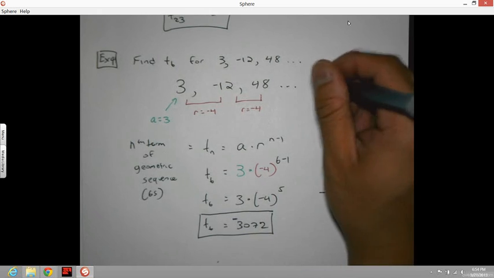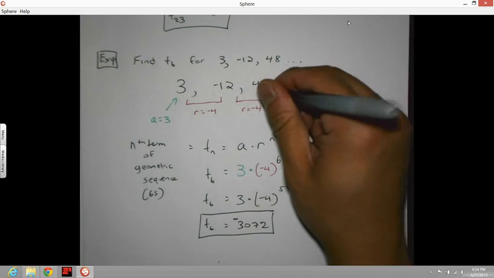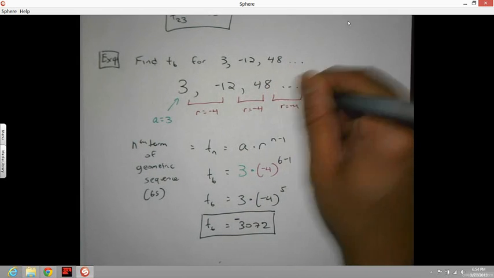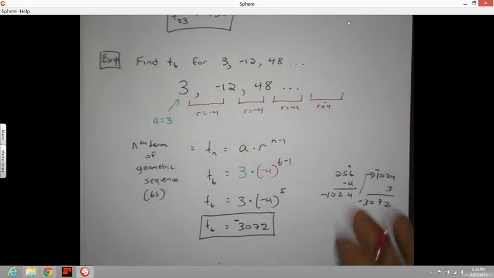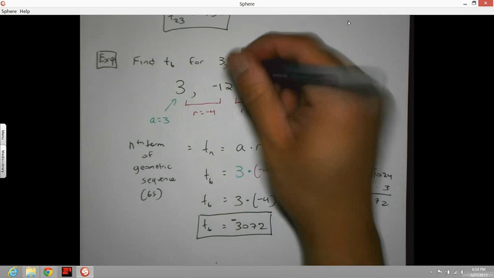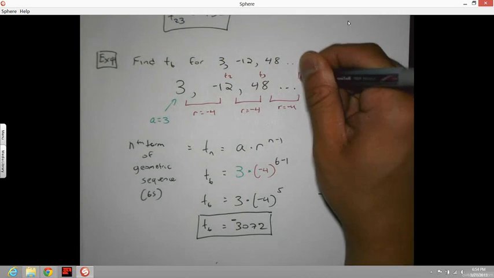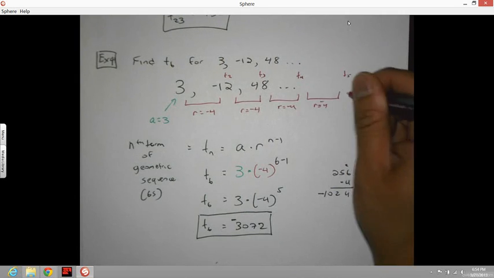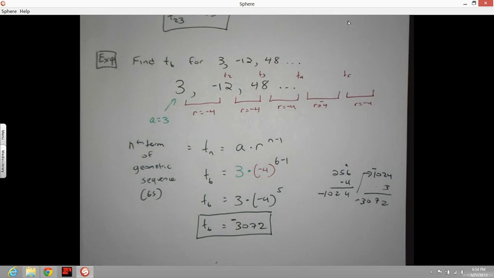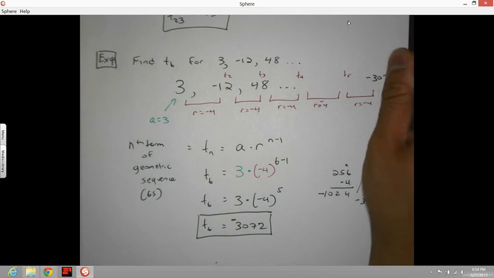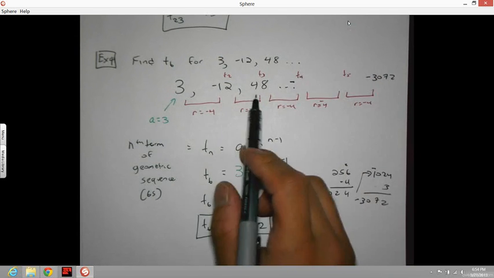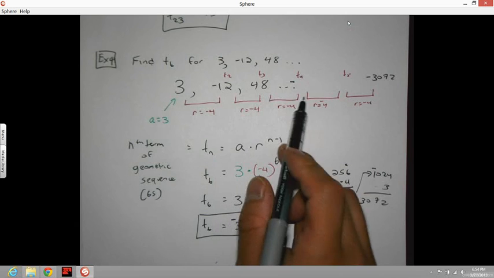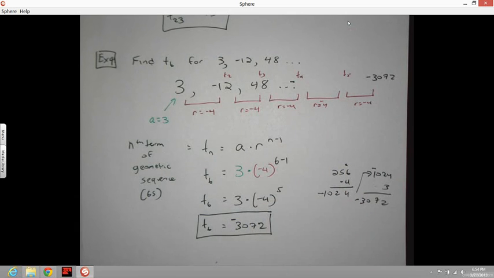So, for this to happen, you actually had to keep multiplying by negative 4 several times. This would have been T2. This is T3. You would end up with a T4 here, a T5 here. And if you did it one more time, you would have ended up with your final value of negative 3072, which makes sense. You see how this one would have been negative. These values alternate between negative and positive numbers. That's also a telltale sign of a geometric sequence. Okay, so that's that one right there.